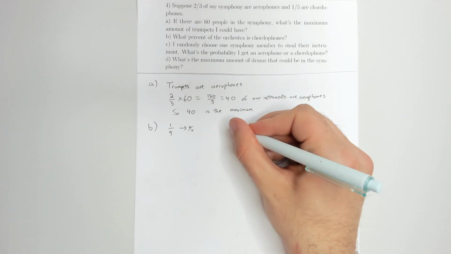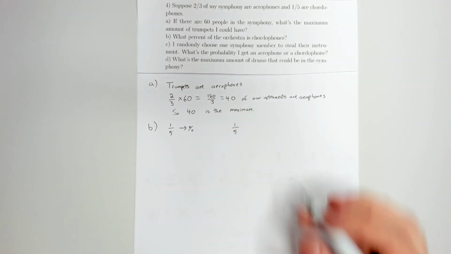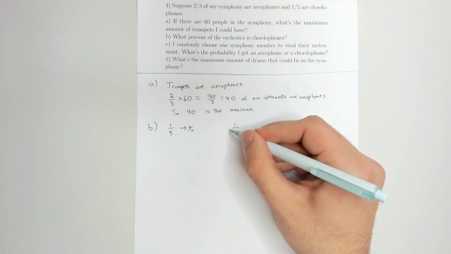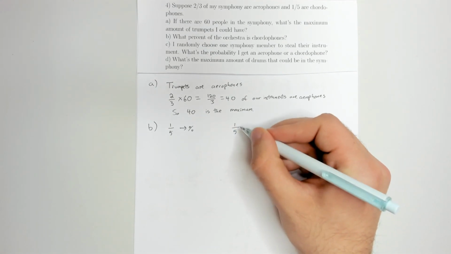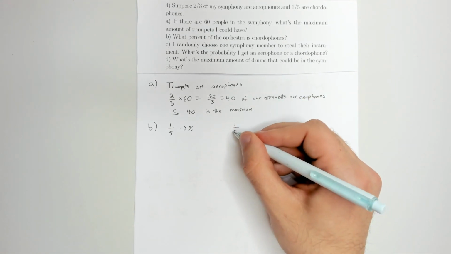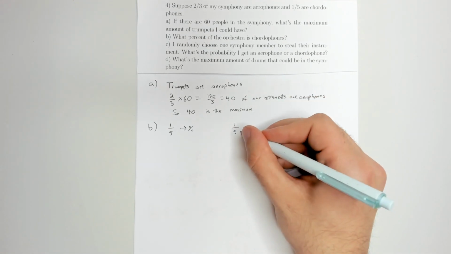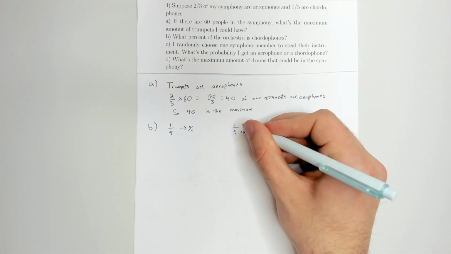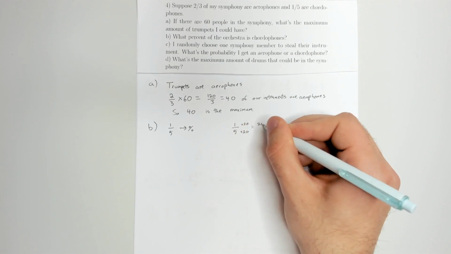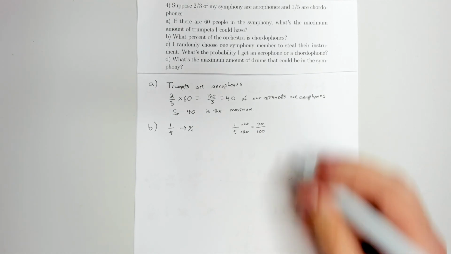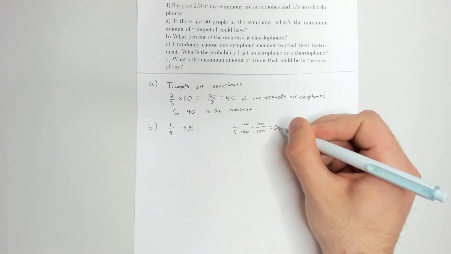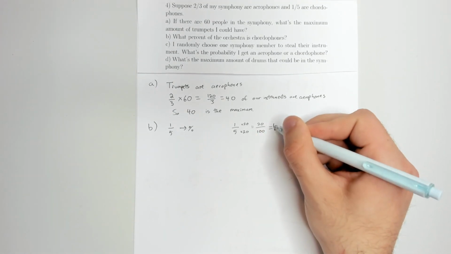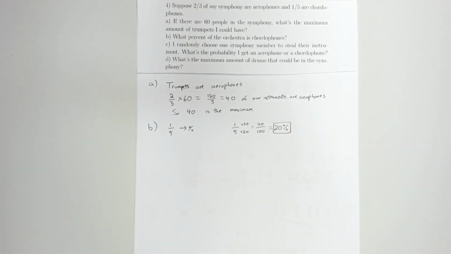So to convert 1/5 into a percent, one way we can do that is by making this into a fraction out of 100, which isn't too bad because 5 is a factor of 100, and if we do 5 times 20, we're going to get to 100. So this becomes 20 over 100. And since a percent is per 100, that means this is the same thing as 20%. So 20% of the orchestra is made up of chordophones.